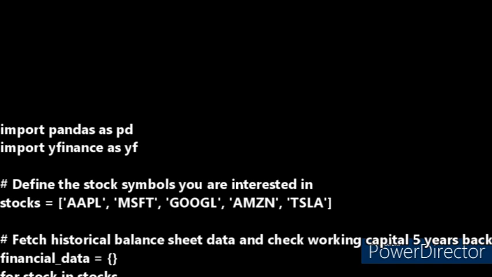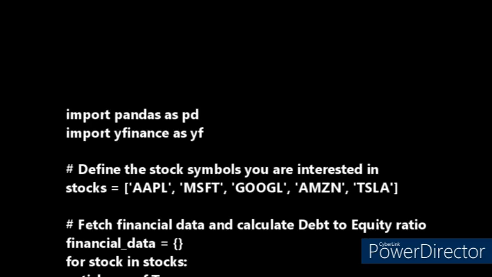Commonly used financial metric in stock screening and investment analysis. Understanding debt to equity ratio. The debt to equity ratio is a measure of a company's financial leverage. It's calculated as: debt to equity ratio is equal to total liabilities divided by shareholder equity. A ratio of less than 1 indicates the company has less debt than equity.